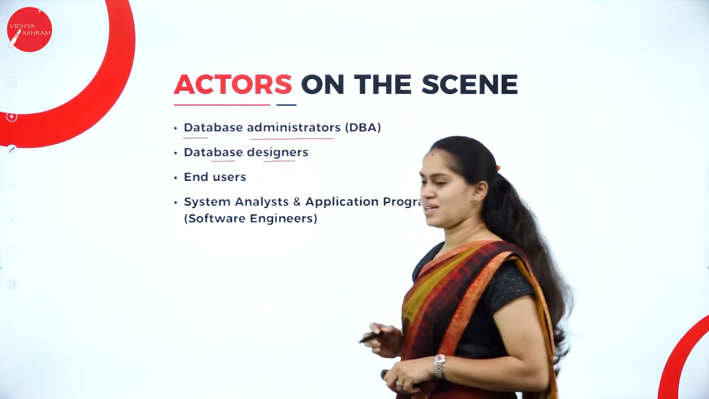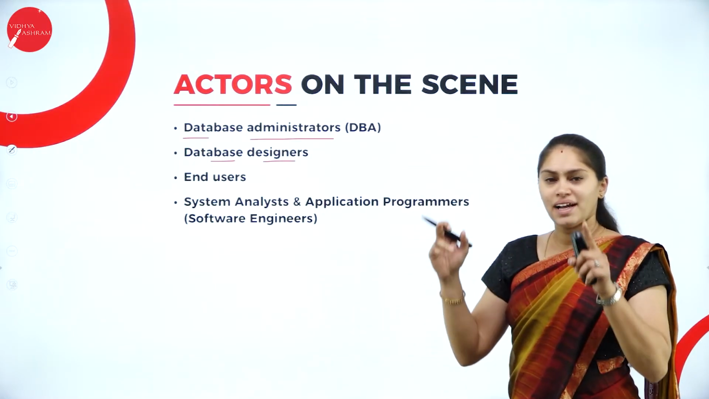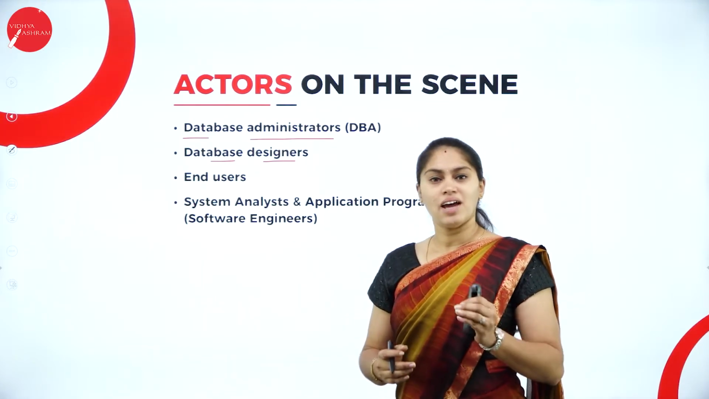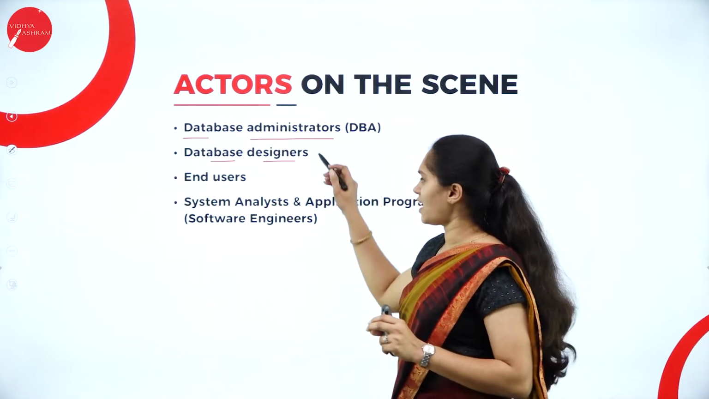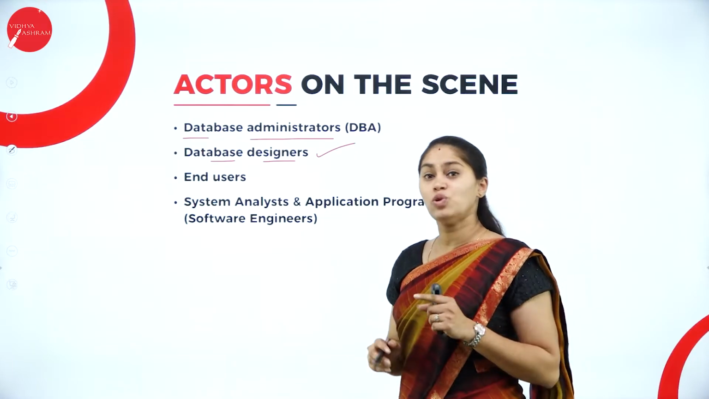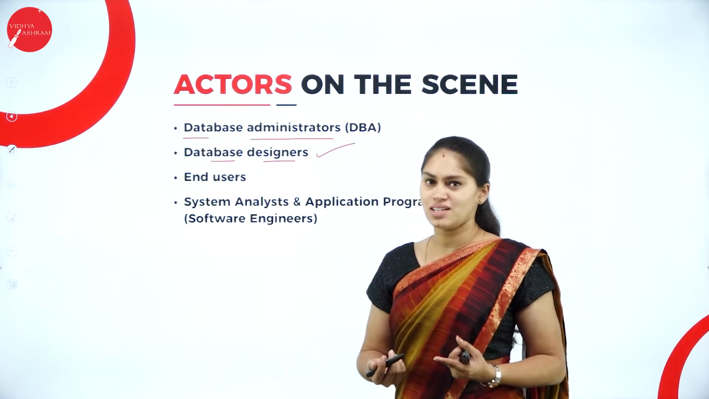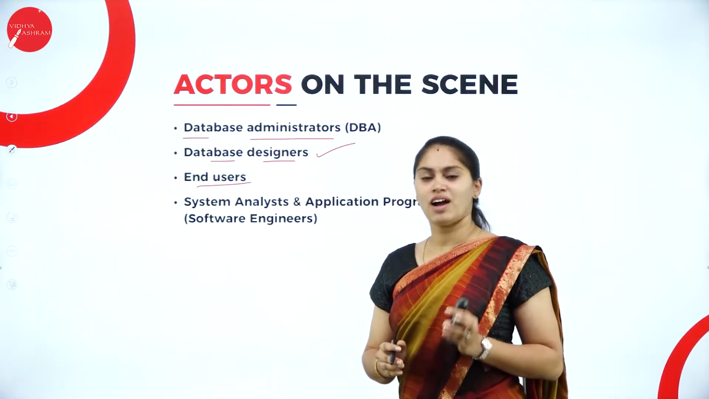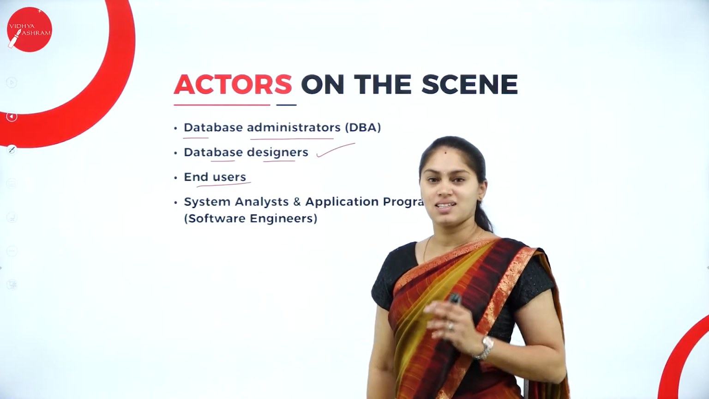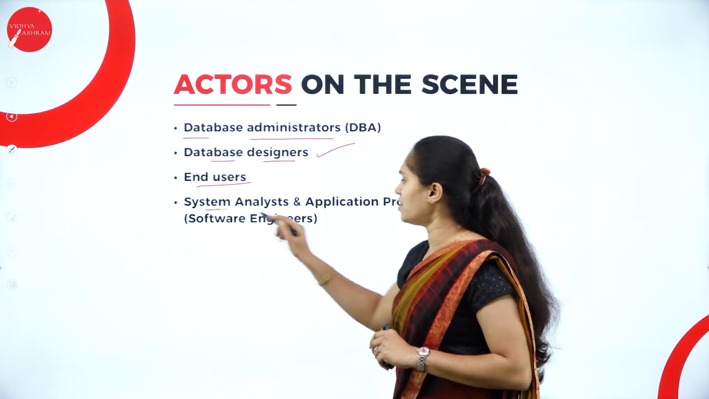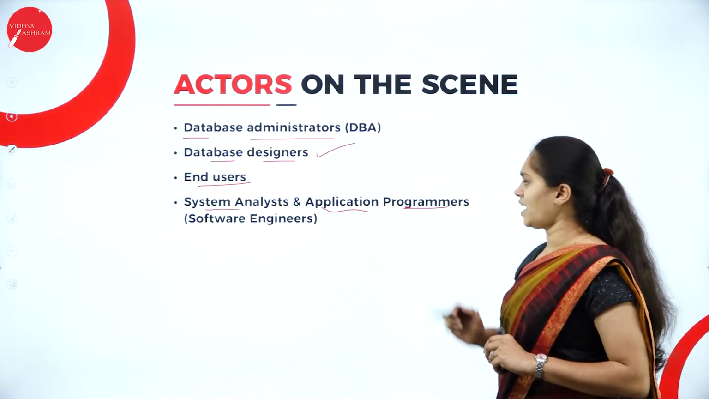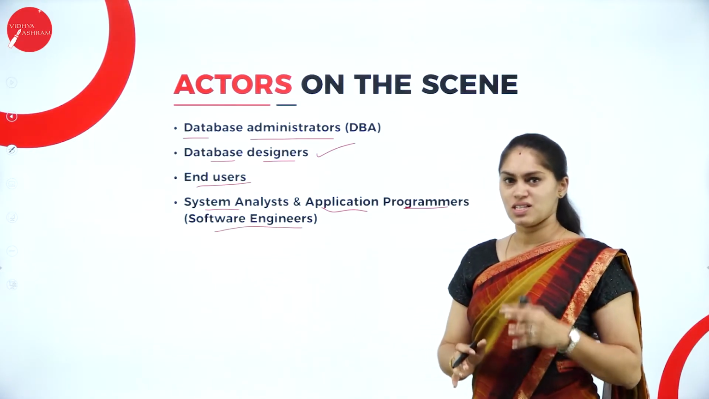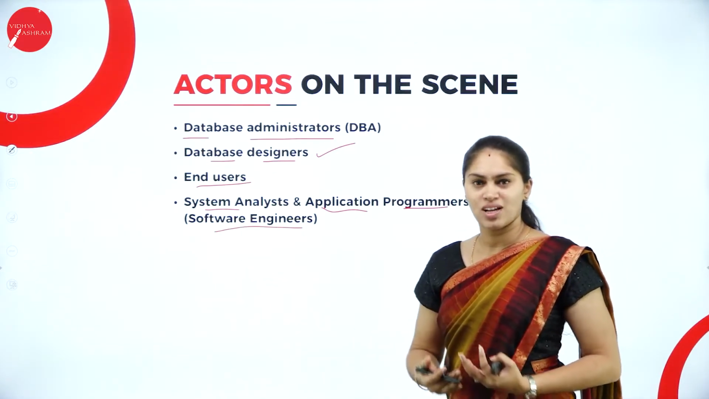Next we have a database designer. So how should my database look like? What must be the structure of that database? Everything is going to be designed by these database designers. And who is going to get the benefit out of this database? They will be called end users. And also we have types of end users. Let me discuss in the coming slides. And also we have system analysts and application programmers. And we are going to call them as what? Software engineers.